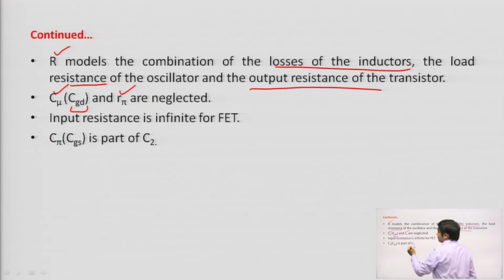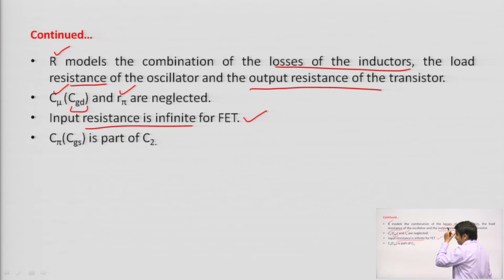As we know, in a MOSFET the CGD, gate to drain capacitance, is very small, because when the MOSFET is in saturation this capacitance is very small. In a BJT, C mu is very small, that is why we are neglecting it. R pi we are also neglecting to simplify the calculations. The reason is that for a MOSFET the input resistance is ideally infinite and practically very high, so R pi is very large. We will see why we are neglecting R pi. Another internal capacitance, C pi, is part of the C2 capacitance.